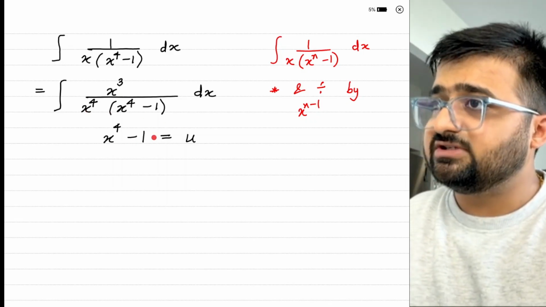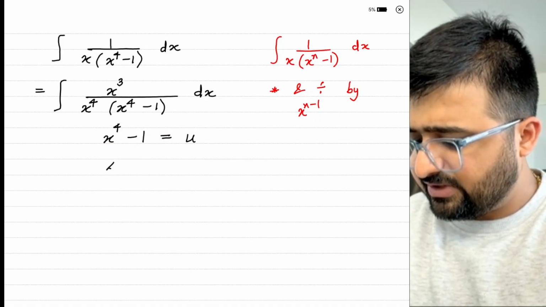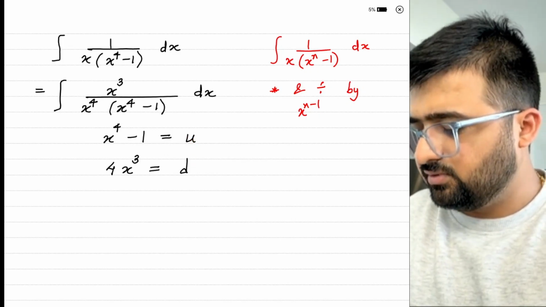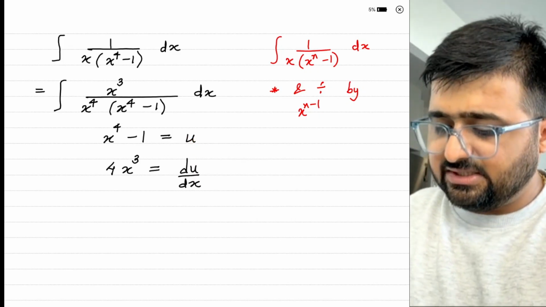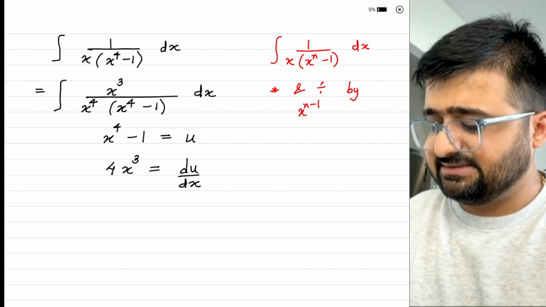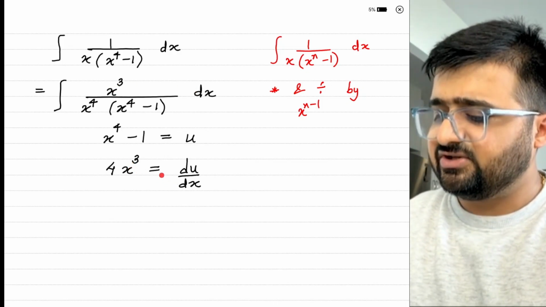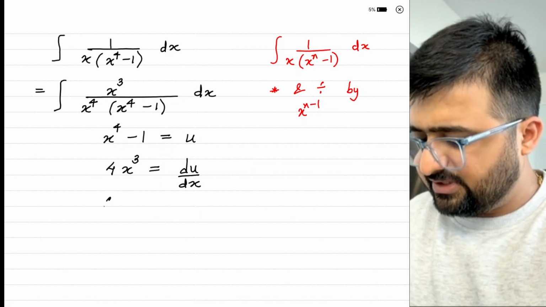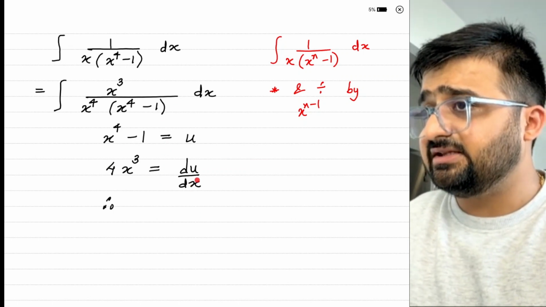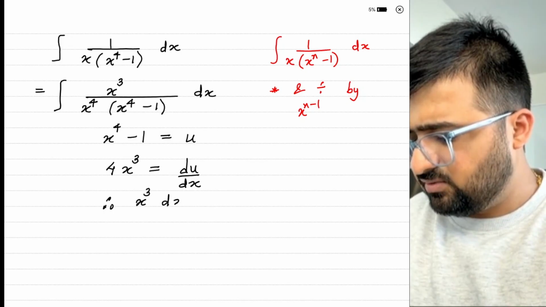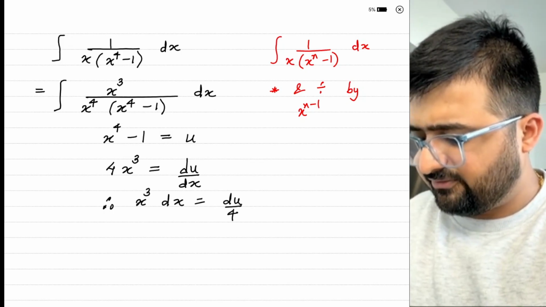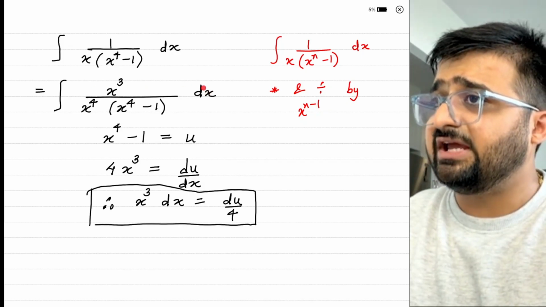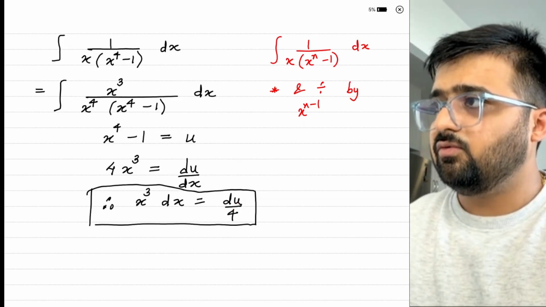So let's differentiate both sides with respect to x. The differentiation of x to the power 4 is 4x to the power 3, equal to the differentiation of u, which is du by dx. Now if you notice over here, we have x cube dx, and we also have x cube dx in the integral. So in order to convert that integral from the x world to the u world, we can use that. Just multiply the dx over here and take that 4 over here. So we have x cube dx is equal to du divided by 4. We can use this equation to convert dx in terms of du, because we know x cube dx now is du divided by 4.